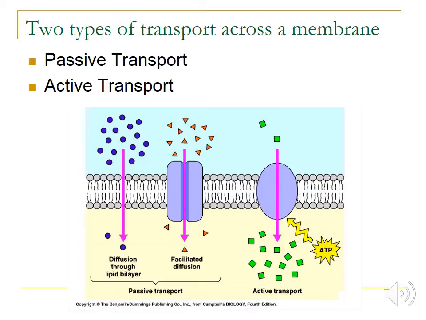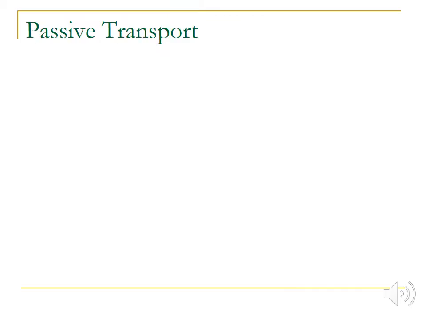Let's move on to the two types of transport across a membrane. So there are two primary types, passive transport and active transport. So these are the ways that molecules can move across the cell membrane into or out of cells.